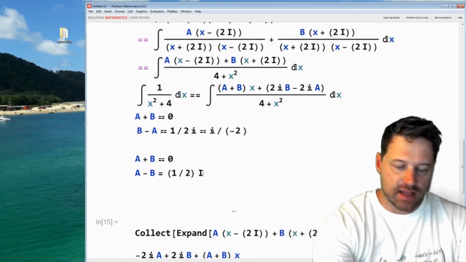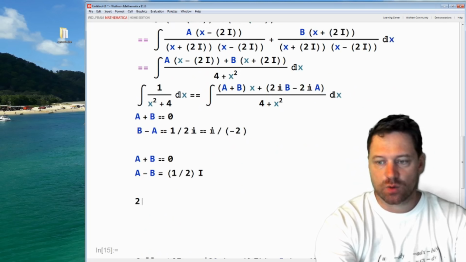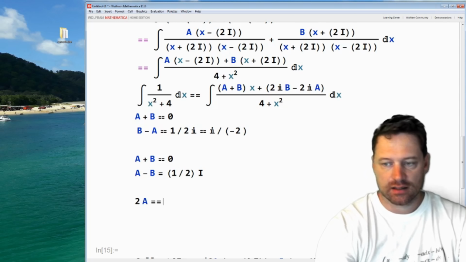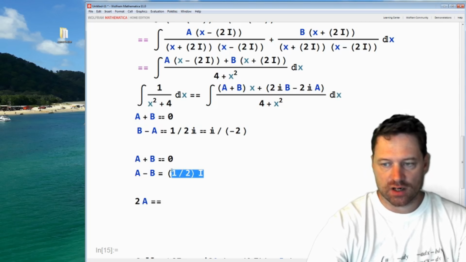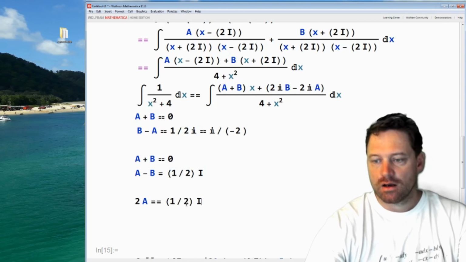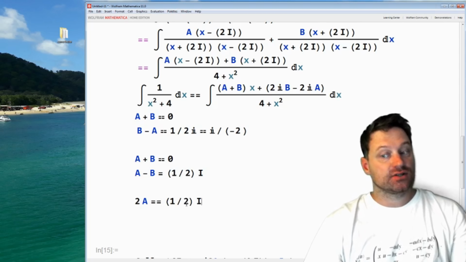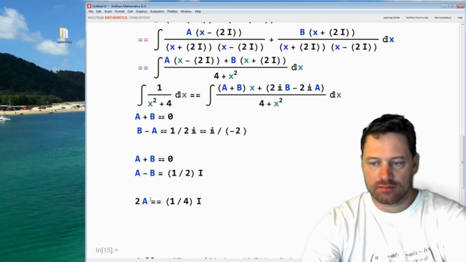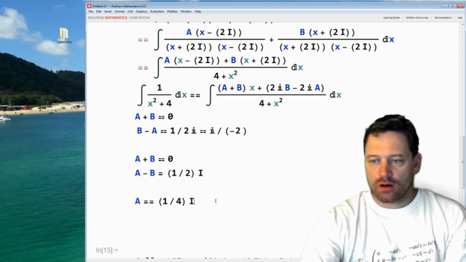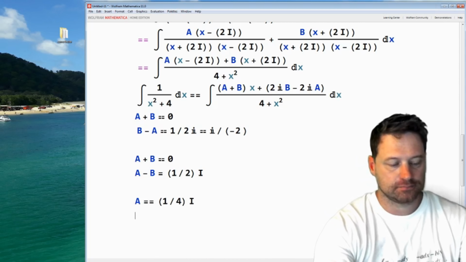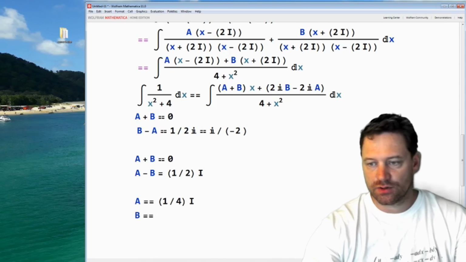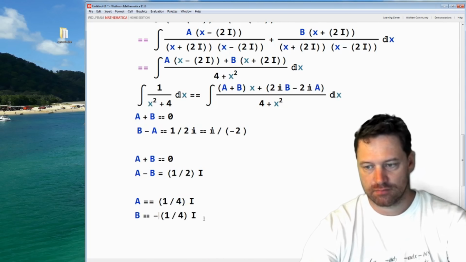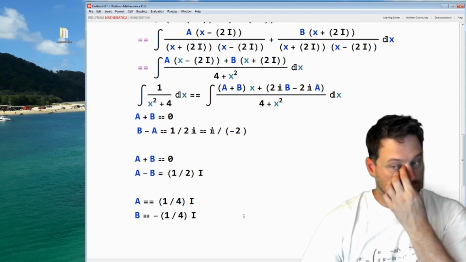Now, if we add the two equations, what we get is twice a, and the b vanishes on the left-hand side, is equal to 0 plus 1/2 i. So straight away, dividing throughout by 2, you find that a has to be equal to 1/4 of i. That means that b has to be equal to minus this. And that solves the system. So that's doing it by hand.